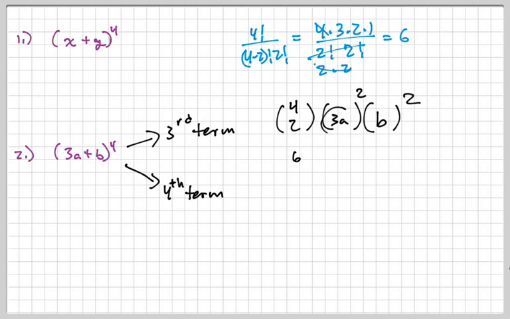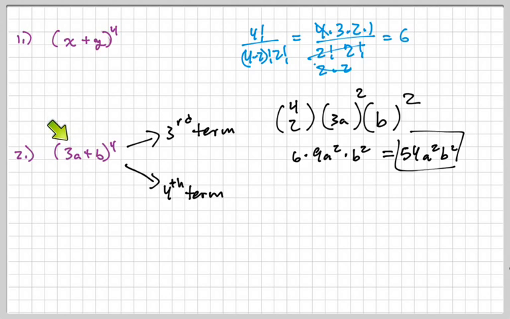And then what is 3a to the second power? 9a squared. And then I put b squared. So this simplifies to 54a squared b squared. If you actually multiplied this all the way out, the third term should be that. I was right.